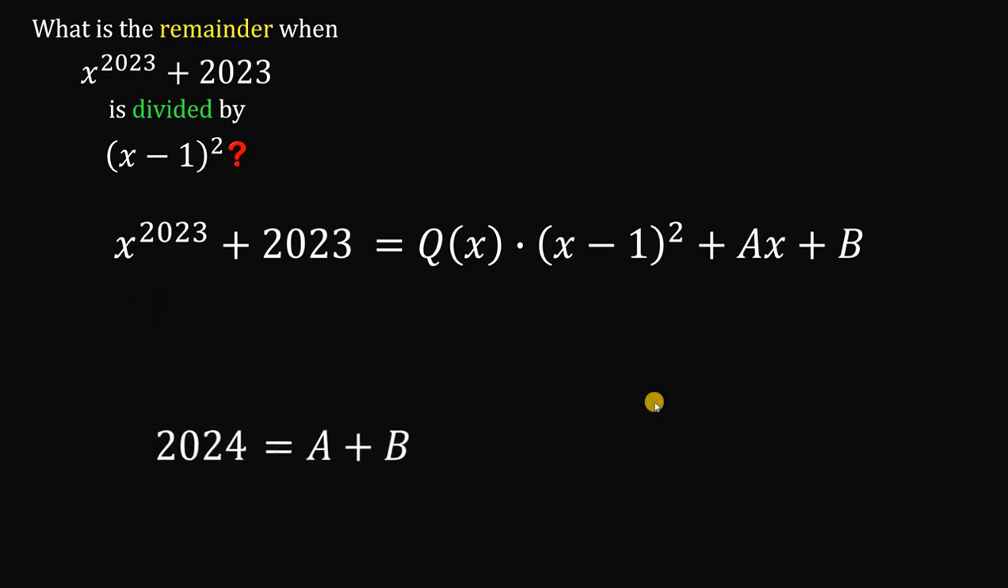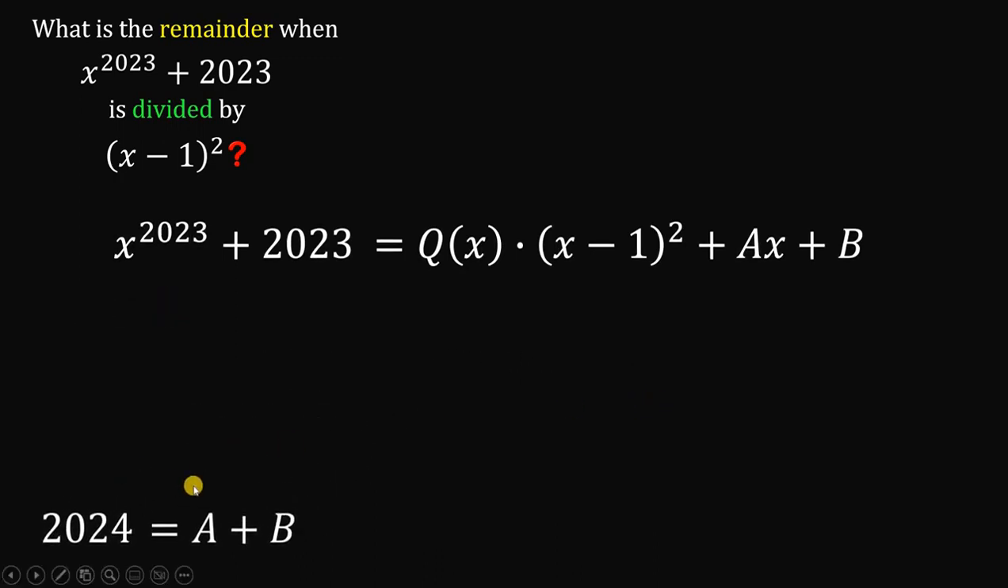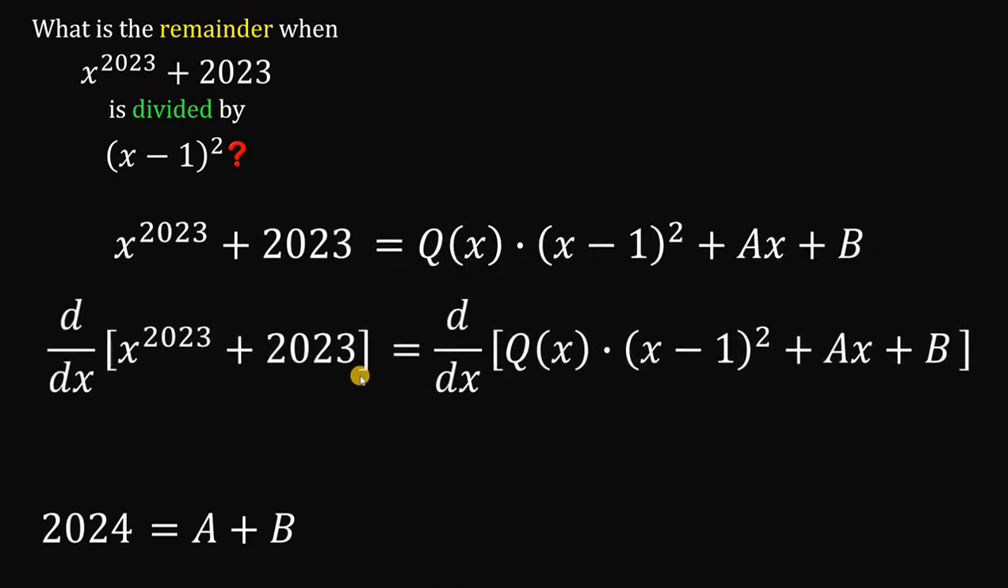Now, we have the first equation: 2024 equals a plus b. Again, our goal is to solve for the value of ax plus b. This is the remainder that we want. So we have a plus b equals 2024. Now, another method that we need to use to get the remainder is to differentiate on both sides. So we get the derivative of both sides.